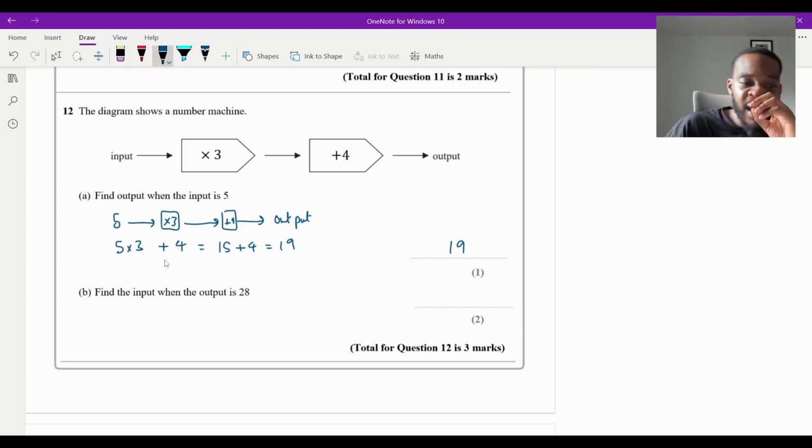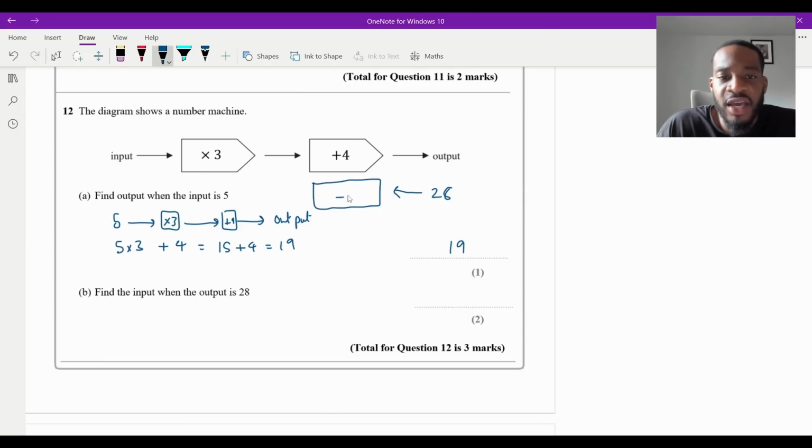And then part B says find the input when the output is 28. So when you're doing these types of questions where they give you an output and you need the input, you just reverse it. So let's just say the output is there, 28. I'm going to go back on myself. What that means is that you're going to do the opposite of what's happening when you're going from left to right. So because here I was adding 4, right? I'm going to have to take away 4. And then when I was here, I was timesing by 3. You're going to divide by 3 instead.